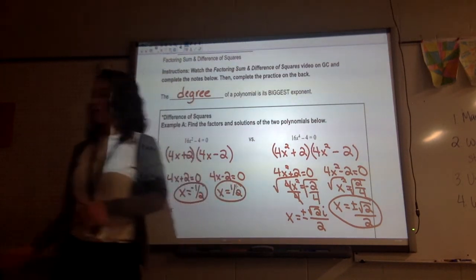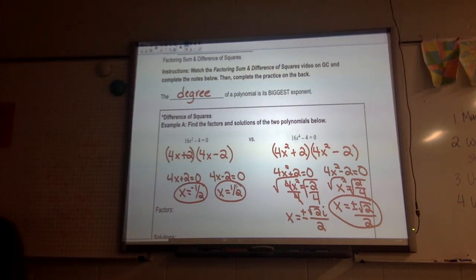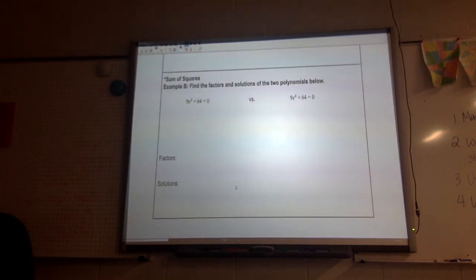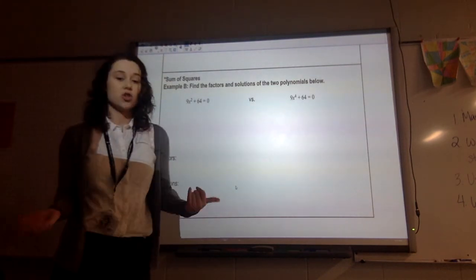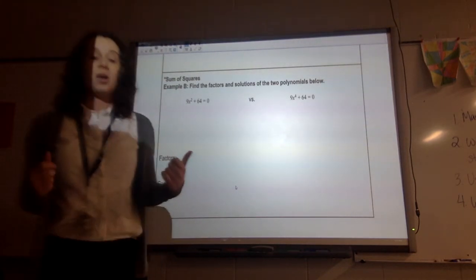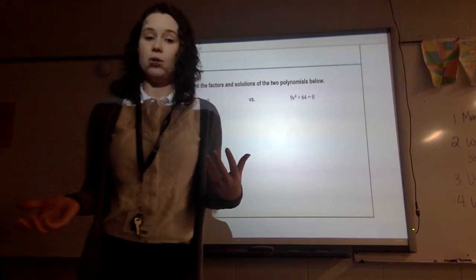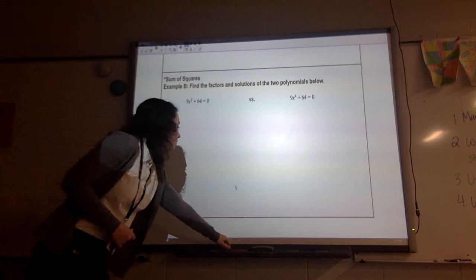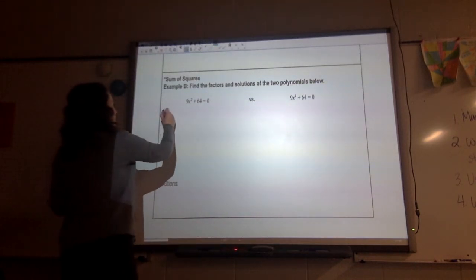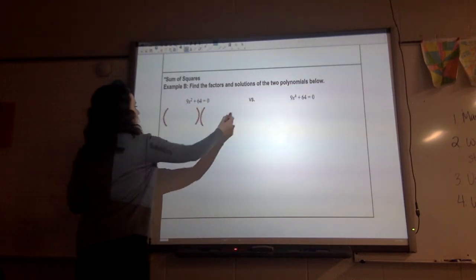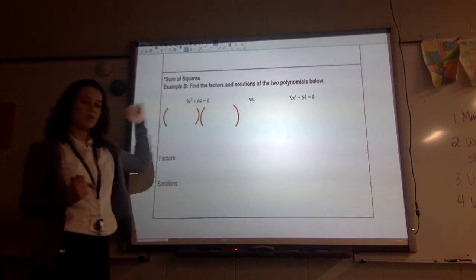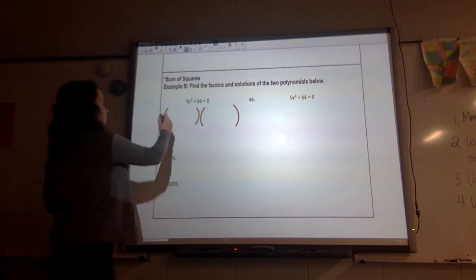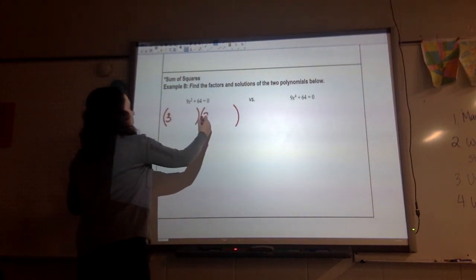So one last thing we're going to talk about today, and it is very, very similar to what we just did, and that is a sum of squares. So sum means addition. So if you look at the equation, everything in it has a square root, but it has a plus sign. Here's what changes. You start off exactly the same way. You say, okay, what's the square root of 9? Well, that's 3. So each parentheses gets a 3.